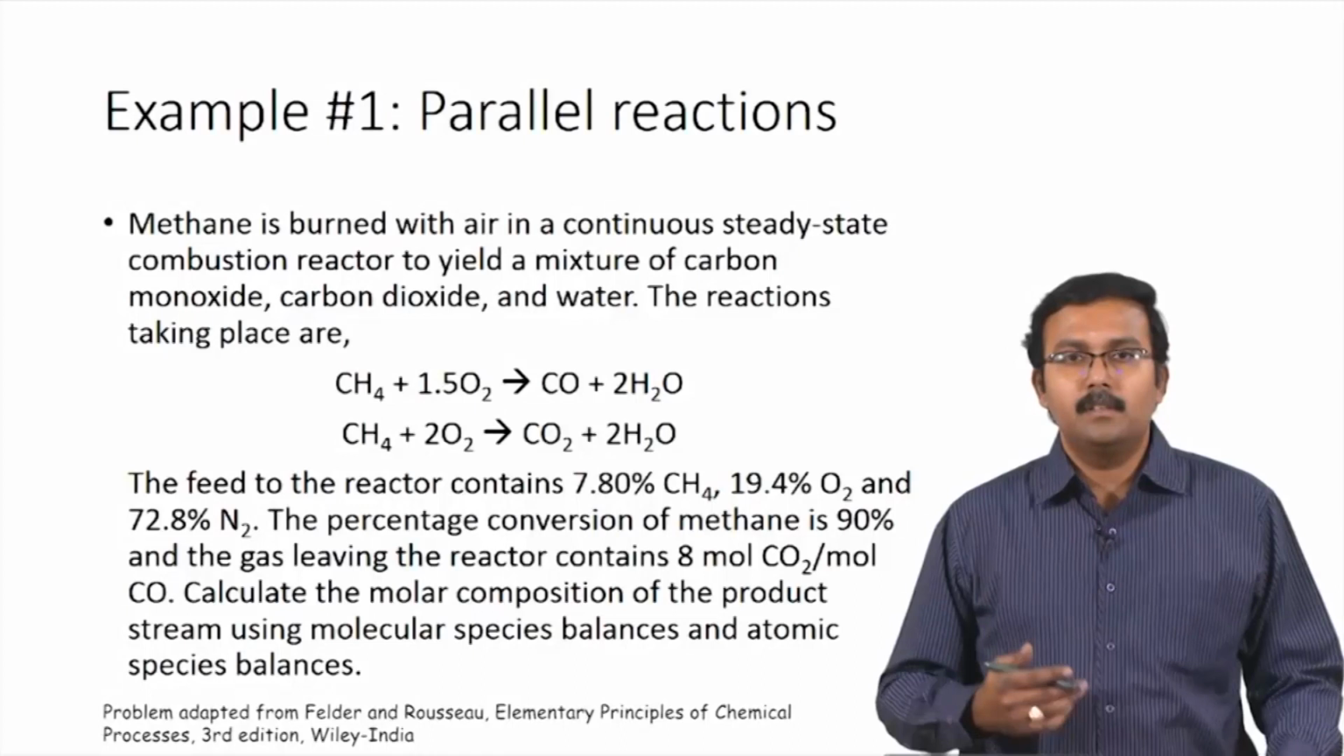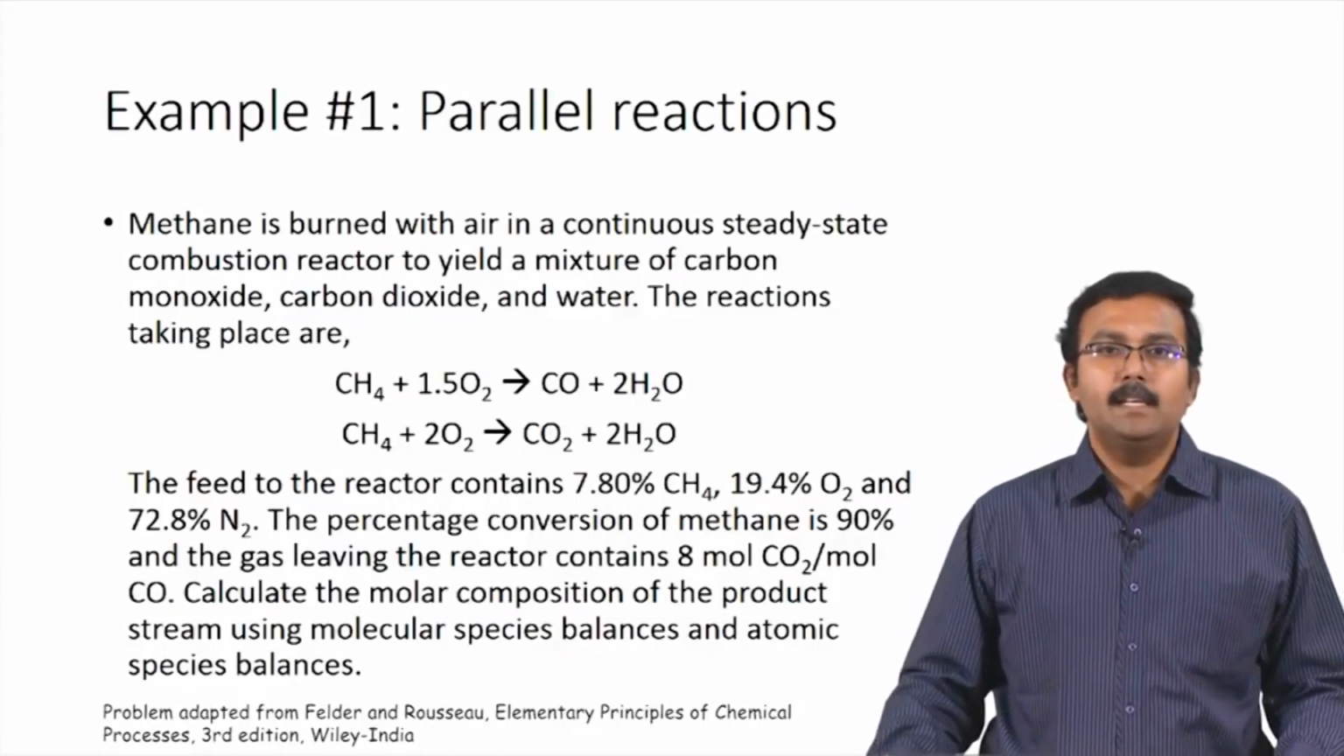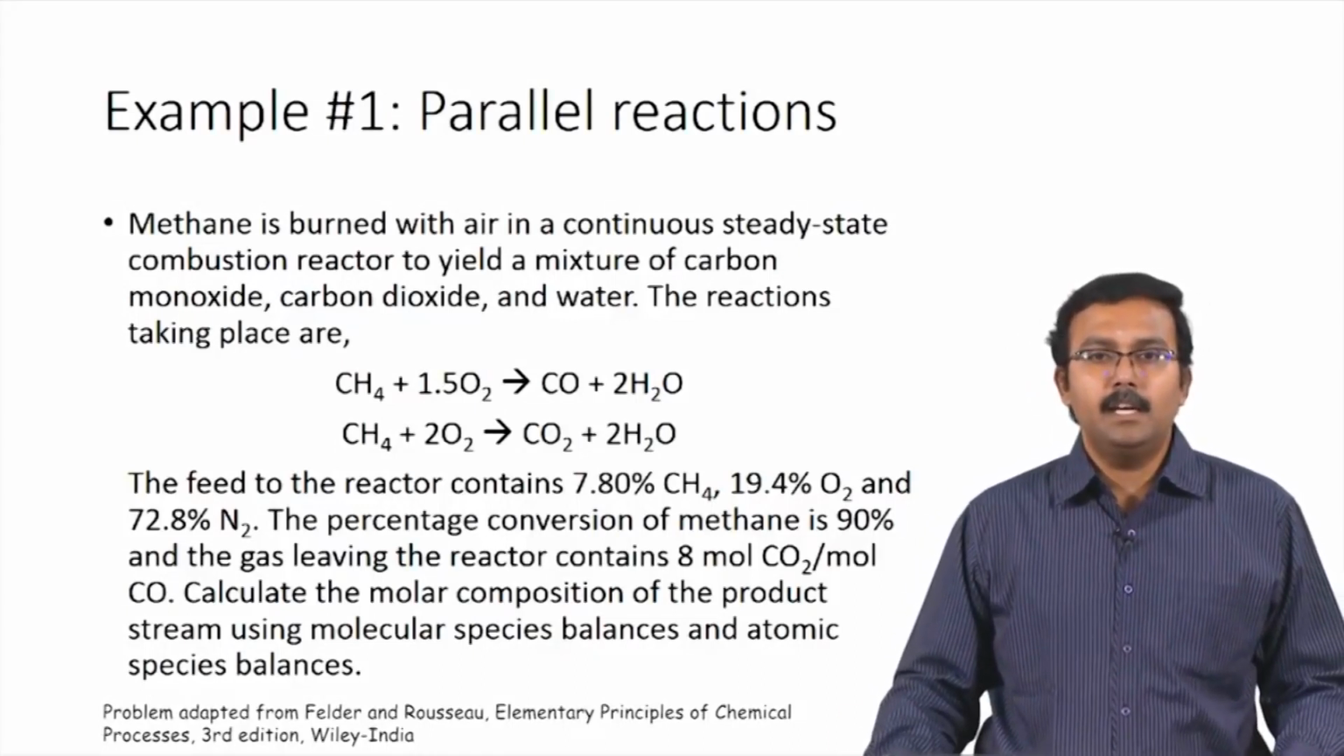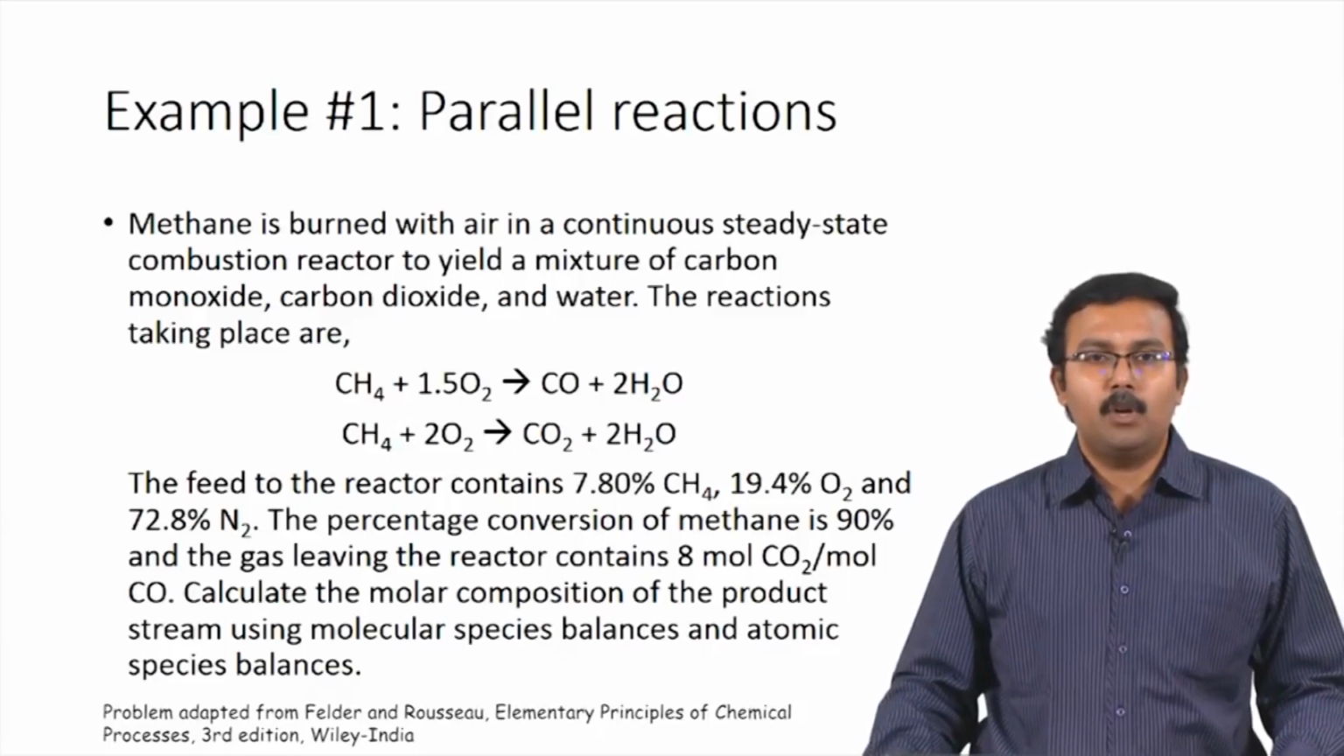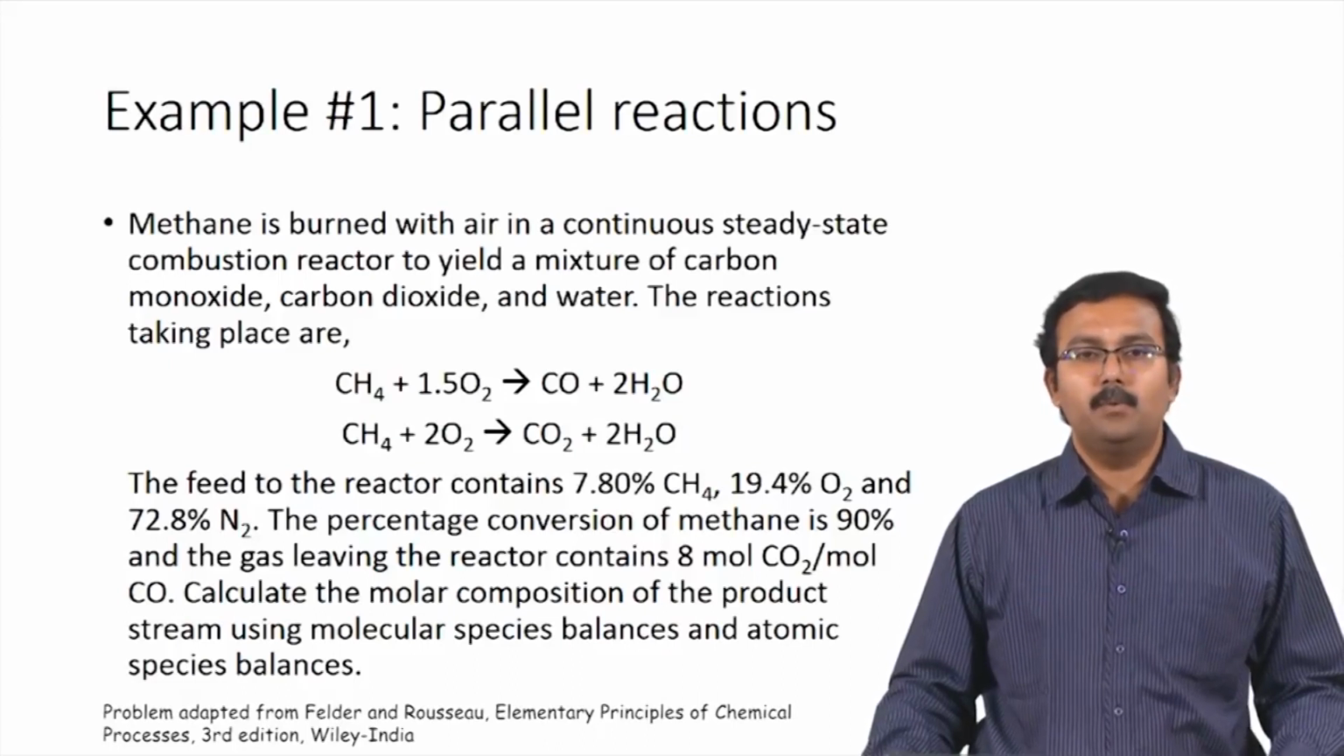use the same principles which we learnt and the terminologies associated with multiple reactions to solve for the flow rates and conversions. Let us start with the first example problem. Methane is burnt with air in a continuous steady state combustion reactor to yield a mixture of carbon monoxide, carbon dioxide and water. The reactions which are taking place are given as methane plus oxygen forming carbon monoxide and water and methane plus oxygen forming carbon dioxide and water.